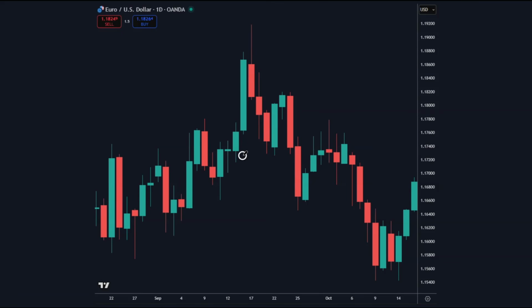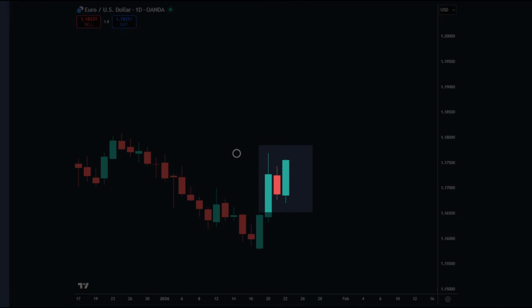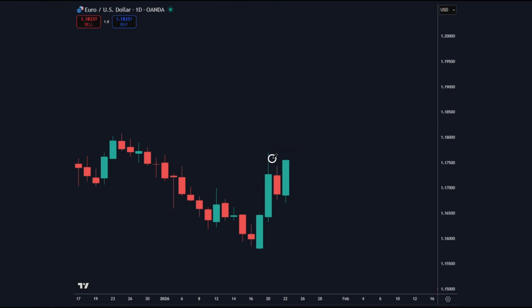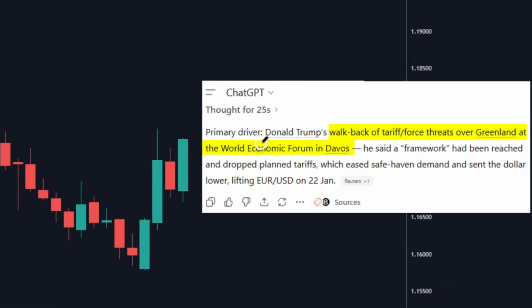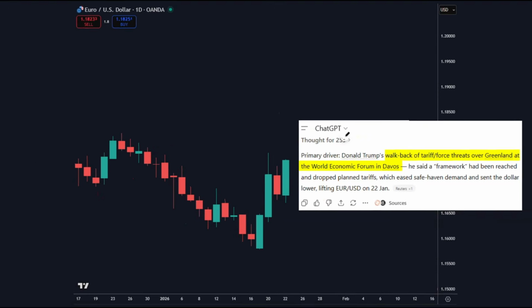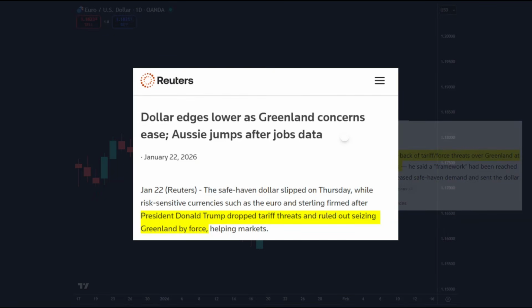Now here's another example. This time it's a bullish engulfing, still on Euro USD. It printed on January 22 of this year. So we run the prompt and it comes out with the actual catalyst that happened on that day, which I can confirm is true. And there is also a source attached. You can bring up the source, and in this case it's an article from Reuters showing exactly what happened that day.